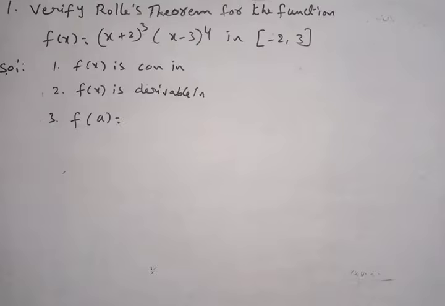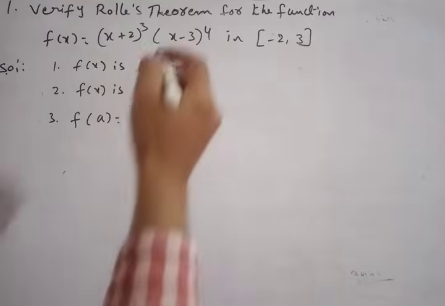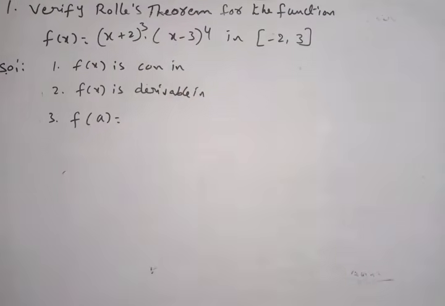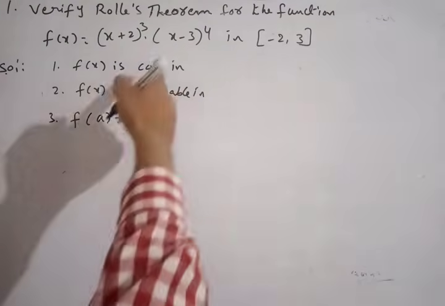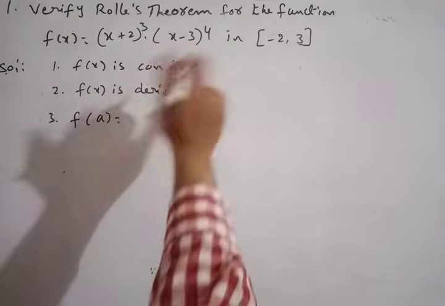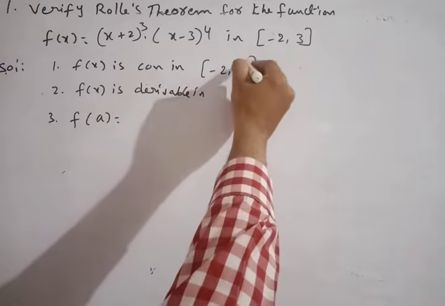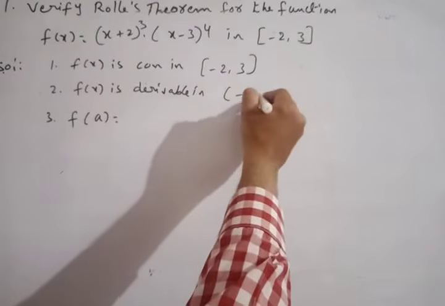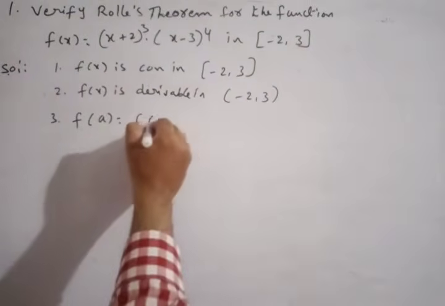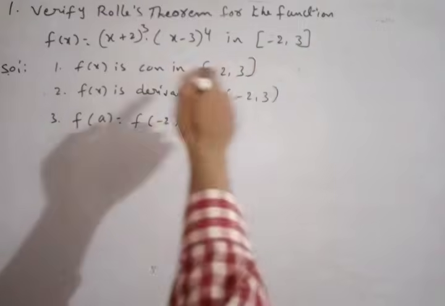Next problem, verify Rolle's theorem for the function f of x is equal to x plus 2 whole cube into x minus 3 whole power 4 in closed interval minus 2 comma 3. Correct? So what is the first point? Write down f of x. Then f of x is continuous, since it is a polynomial, in minus 2 comma 3. F of x is derivable in minus 2 comma 3. F of a, that means a value is how much? Minus 2.